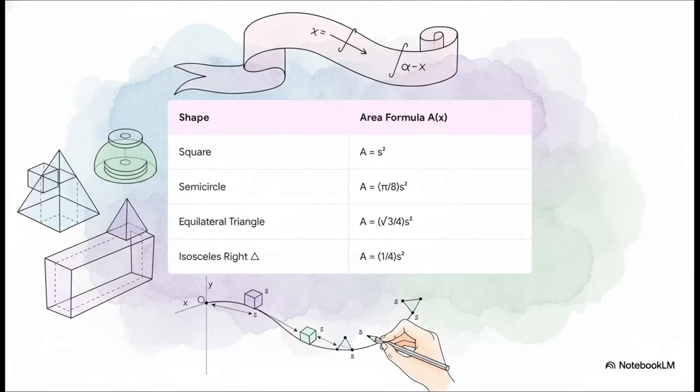So you might be asking, well, what's the area of a slice? Great question. It totally depends on its shape. This table right here is your toolkit. The problem will always tell you if your slices are squares or semicircles or triangles. And that s you see in all the formulas, that just stands for the side length of the shape, which is something we're going to figure out using the functions that define our base. We'll see exactly how in just a second.